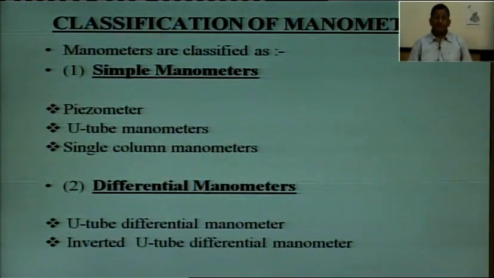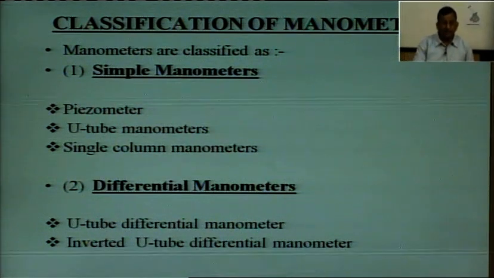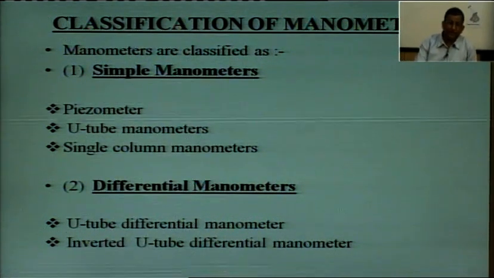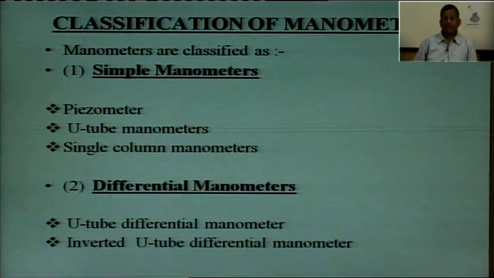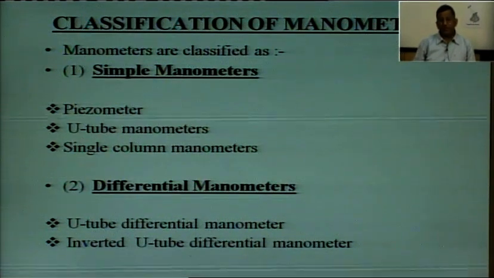Then we come to the classification of manometers. The manometers are classified as simple manometers and secondly the differential manometer. Simple manometers are further of three types: first the piezometer, then secondly U-tube manometers, thirdly single column manometers. The differential manometers are of two further types: number one, U-tube differential manometer; the second one, inverted U-tube differential manometer. So manometers are of two types, one known as the simple manometer and the second known as the differential manometer.